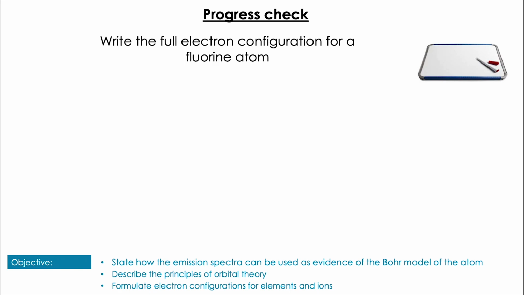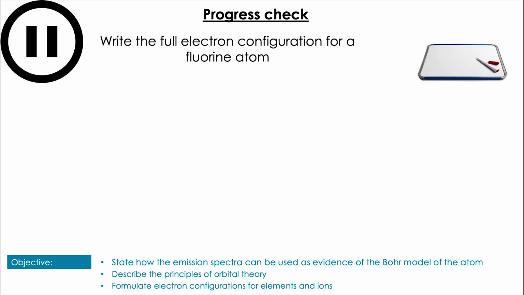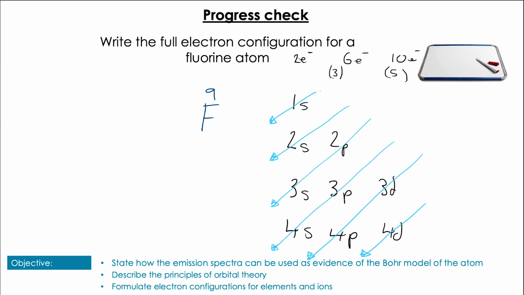One quick question just before we get on then. Have a go at doing it for the fluorine atom. Pause the video to give yourself some time for that. So using the same technique we did previously, we use our diagram to fill in 9 electrons. So we get 1s2, 2s2 to give us 4, 5 left. So we've got 2p, but we can fit 6, so we're only going to write 5 as our superscript. And that's it.